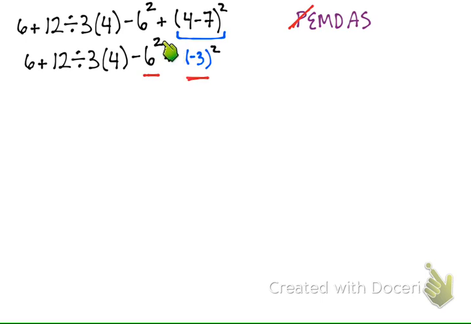So the exponent only affects the thing that's directly in front of it. So with the 6, the negative sign isn't affected by the exponent, only the 6 is. So you would have 6 squared. So 6 squared means it's 6 times 6 to get us 36. With this negative 3, that's being squared because the whole thing is inside the parentheses. So you would have negative 3 times negative 3 to get us positive 9. We're going to drop everything else down.